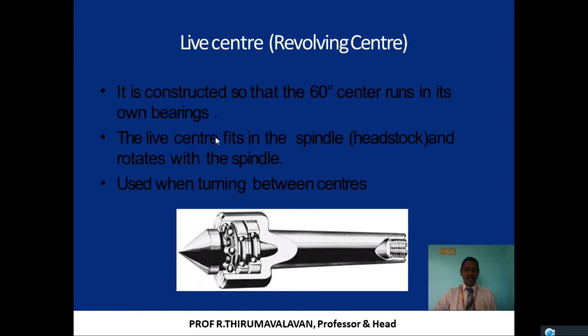So if you are going for this live center, the construction is 60 degrees at an angle. This angle, if you are joining these things extended, will be 60 degrees. It runs on its own bearing. Why are we using the bearing? To reduce the friction. The live center fits on the spindle of the headstock. Always the live center is fixed on the headstock and rotates on the spindle.